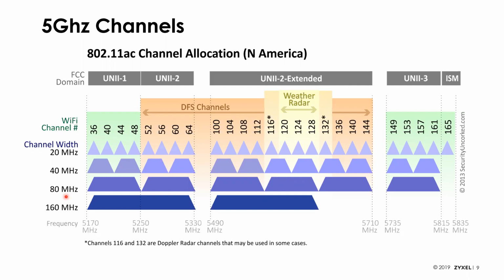So if you're trying to use 80 megahertz channels and you're trying to avoid DFS, as soon as you add a third access point, you're going to have interference because you're having to use the same channel on a different access point. And then with 11AC Wave 2 and now Wi-Fi 6, we have the ability to use 160 megahertz channels. Those have to use the DFS spectrum.